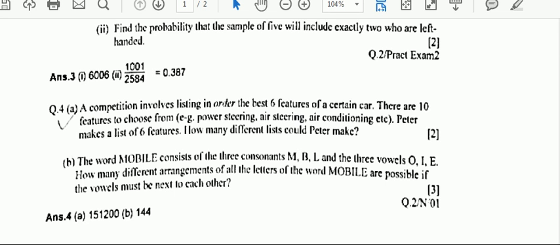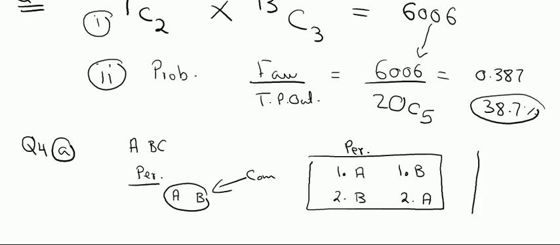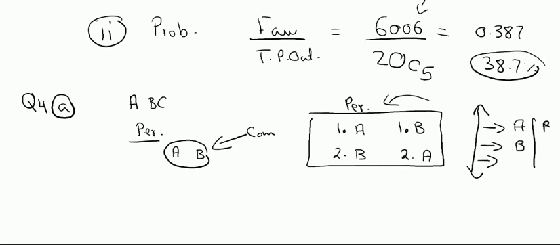So in our specific question, it says a competition involves listing in order the best 6 features of a certain car. If I am ordering or listing the features of a car, we will apply the concepts of permutation. For example, if someone rates feature A at number 1 and feature B at number 2, it is entirely different from ranking feature B at first position and feature A at second position. These two things are entirely different. So in this particular question, we must apply permutation.